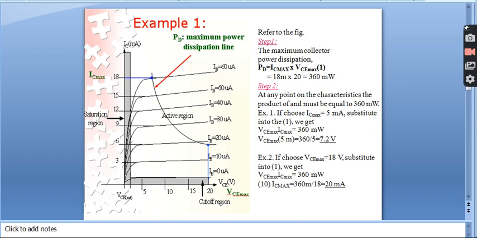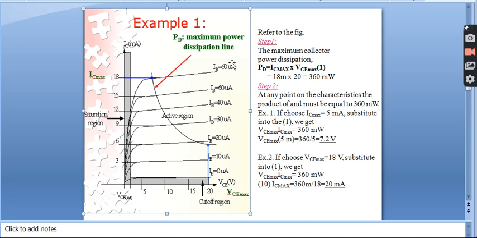Okay, so here is the example. Refer to this figure. Here is PD, that is the maximum power dissipation line. Here we have to choose IB equal to 0, IB equal to 10 microamperes, 20 microamperes, and so on. Again, we can denote the cutoff region, active region and saturation region.